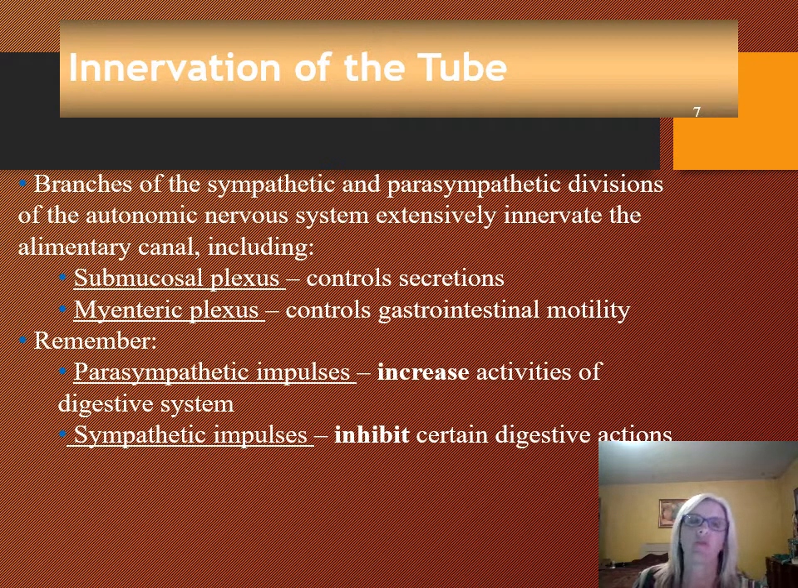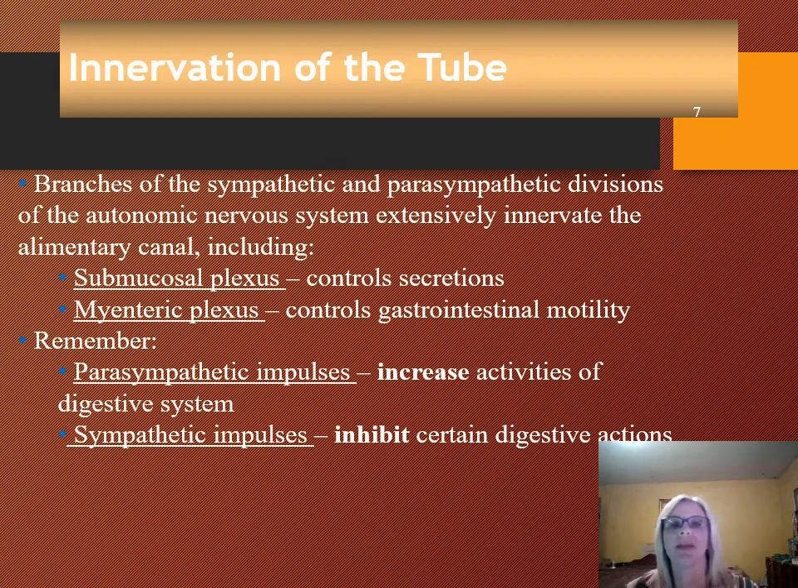So how does the nervous system innervate or react with, so to speak, the alimentary canal or tube? So we have branches of both sympathetic and parasympathetic divisions of the autonomic nervous system that extensively innervate the alimentary canal. So autonomic, remember, is the automatic division. So these things occur, of course, without conscious control. Now, many of the fibers come together and form a network, or what we call a nerve plexus.